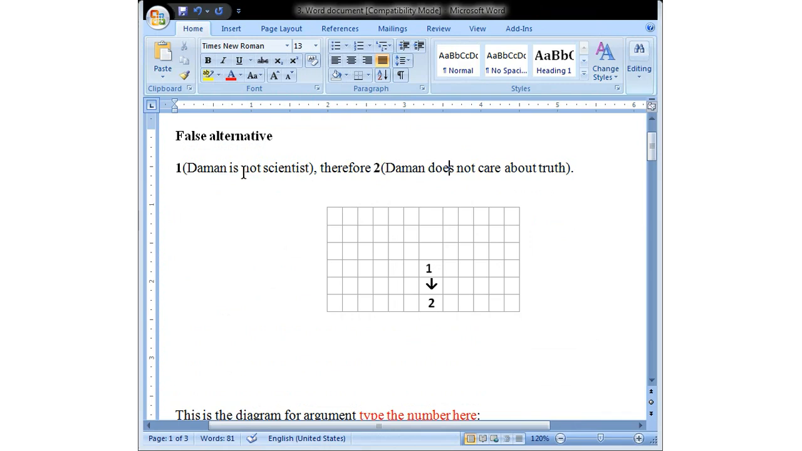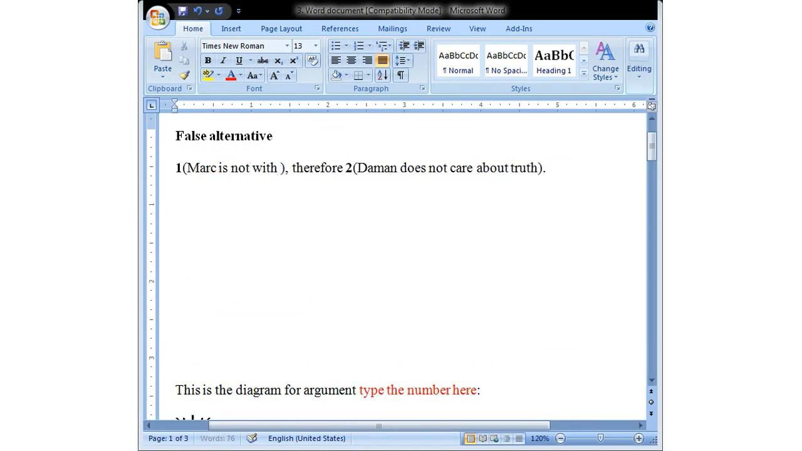Here's another variety. I'm going to make another version of it. Probably these ones I'll do multiple washes because they're a little trickier than the ones last week. Mark is not with us, therefore he's against us. This is a false alternative. What's it assuming? What's the false alternative? What are the two choices? You have to name that in the chat. You've got two options being presented, a menu of two options. What are the two options that this is presupposing?